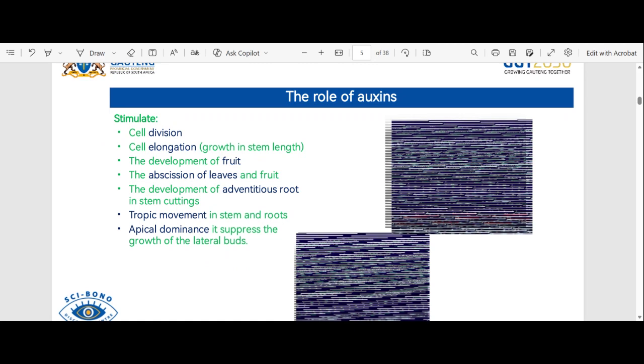The development of adventitious roots in stem cutting. So they stimulate the development of adventitious roots. What are adventitious roots? Adventitious roots are roots that grow anywhere except the roots themselves. So they can grow on the stem, they can grow on the leaves, right? They can grow anywhere except for the roots. And they are very different from traditional roots, right? So those are the roots. So they stimulate the development of adventitious roots.